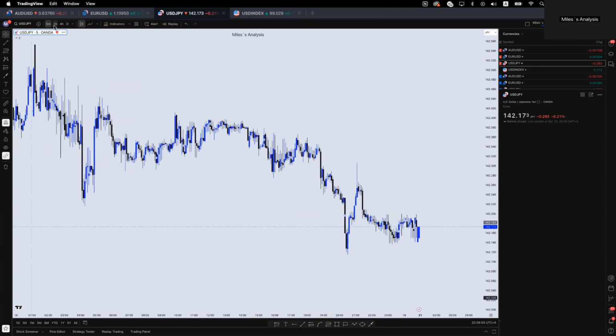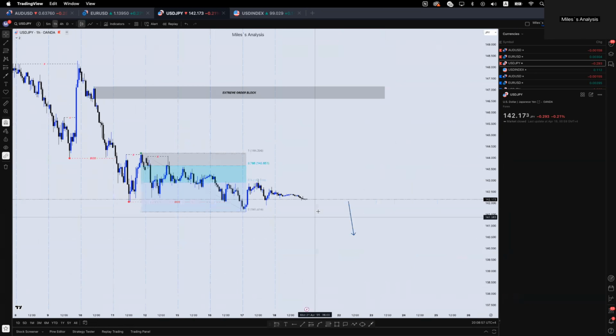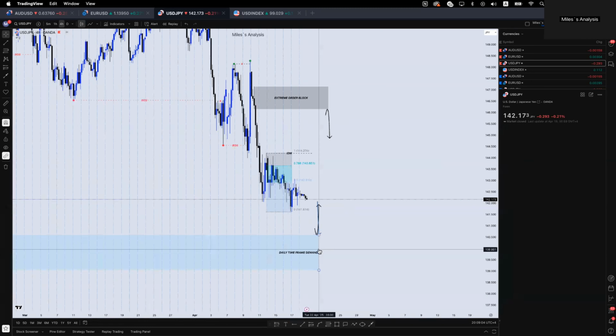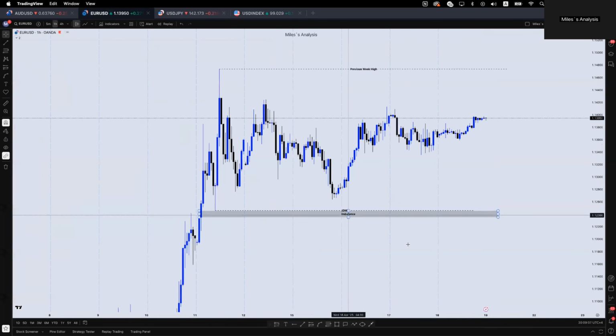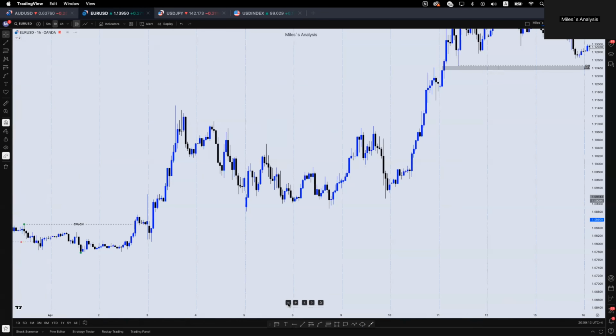So I'll not look at the 5 minute time frame. I'll just look at the H1 and H4 time frame. So for USD JPY, yeah, this is it. I'm expecting a small bearish push, then a bullish continuation from this daily time frame point of interest, which is right here.